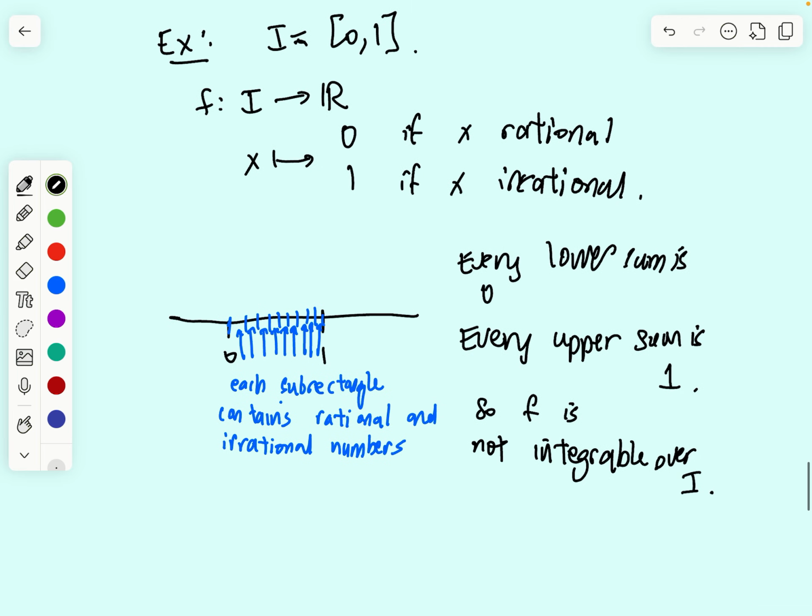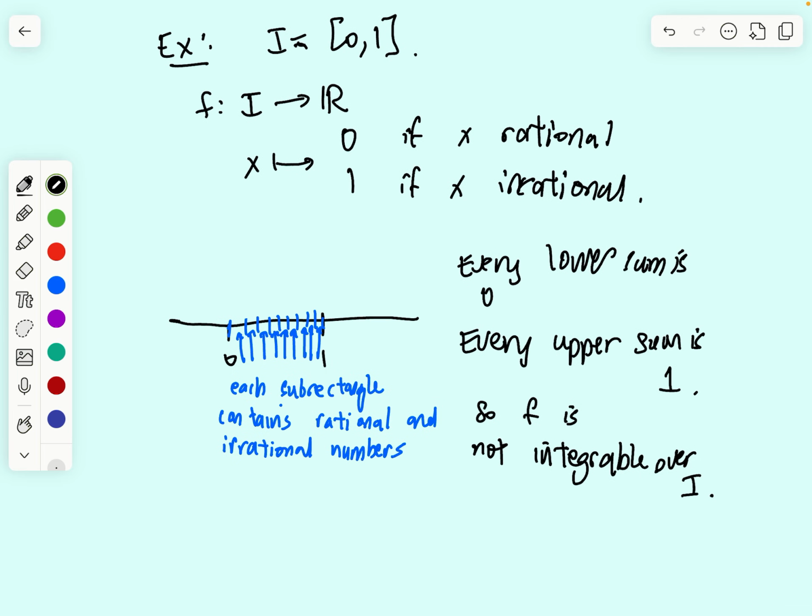And then we looked at an example that says the integral doesn't exist for the piecewise function that is 0 if x is rational and 1 if x is irrational. The reason is that the lower sum is always 0 and the upper sum is always 1, and so the lower integral is 0 and the upper integral is 1, and they're not the same.